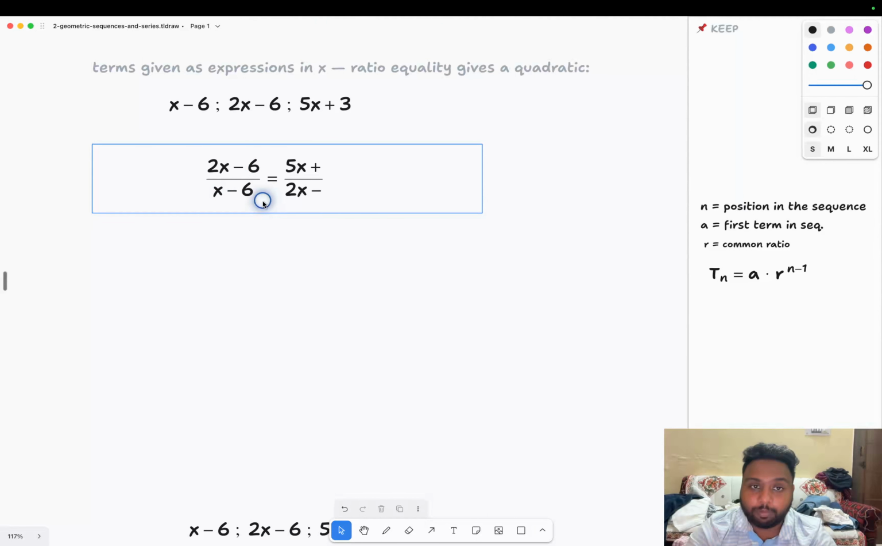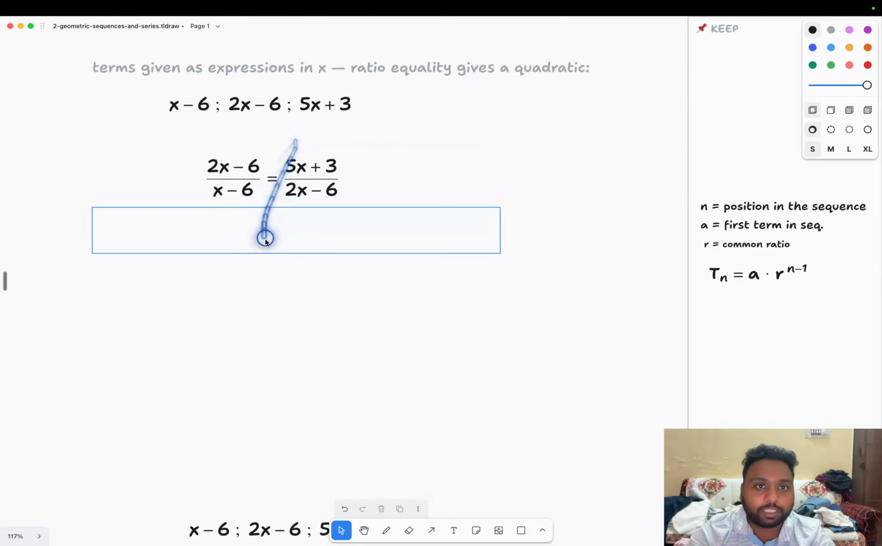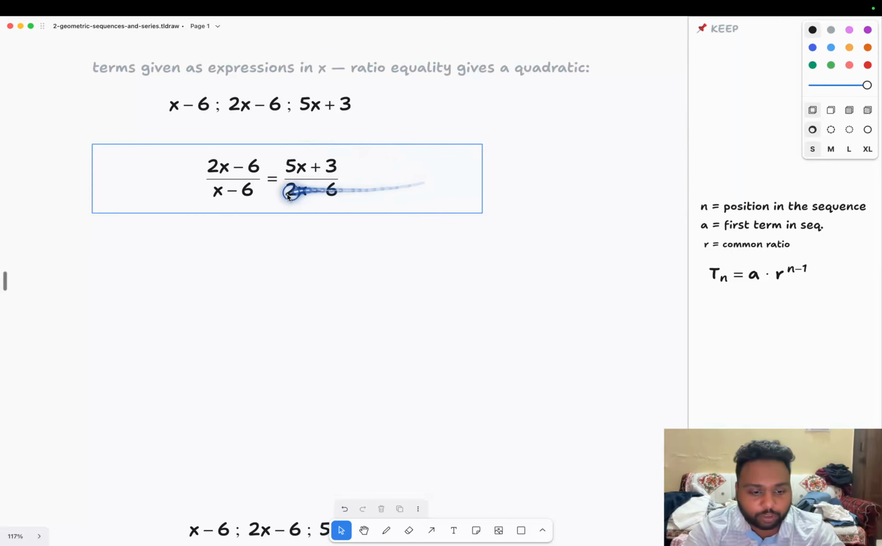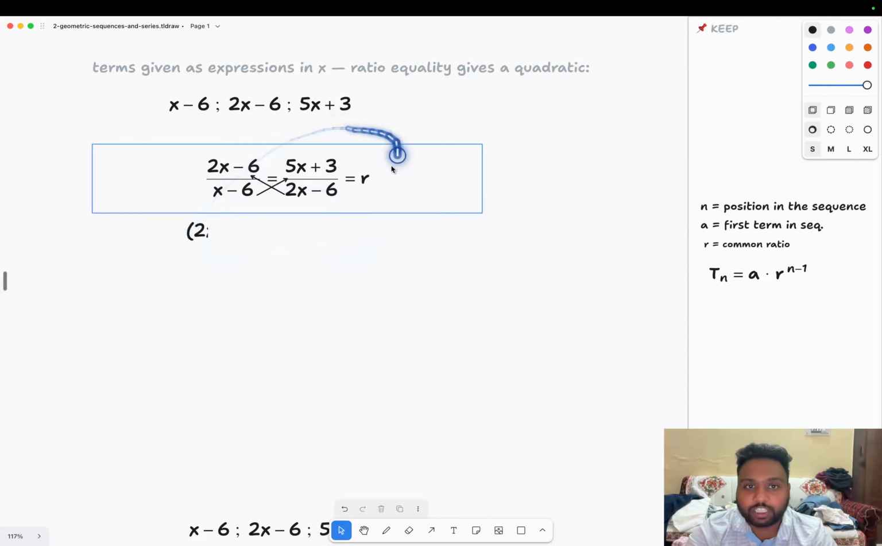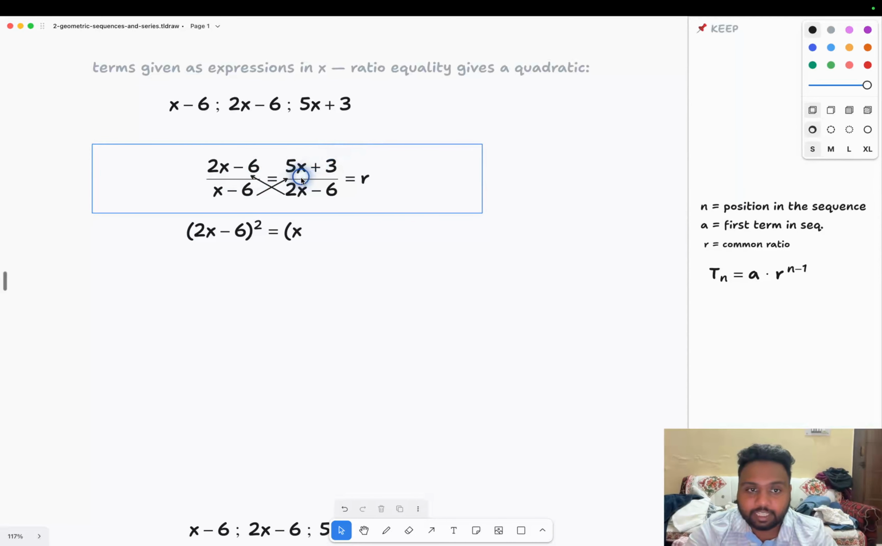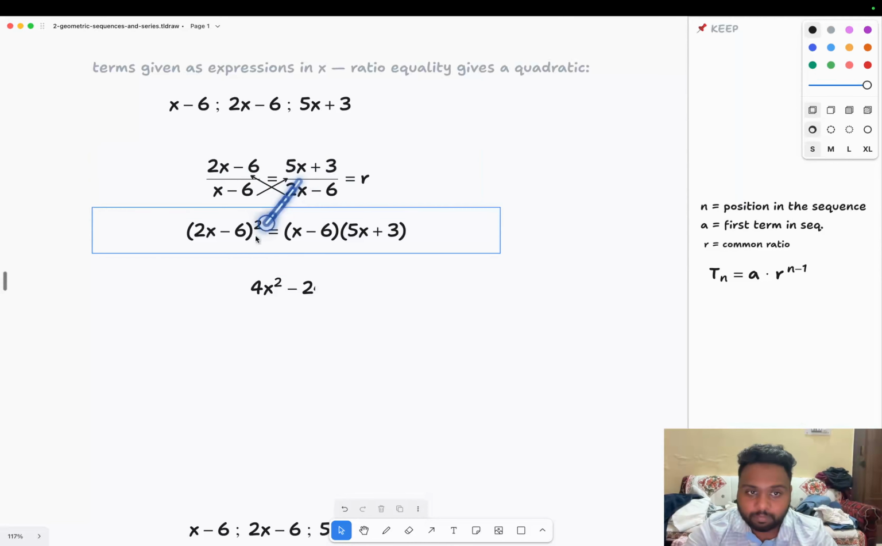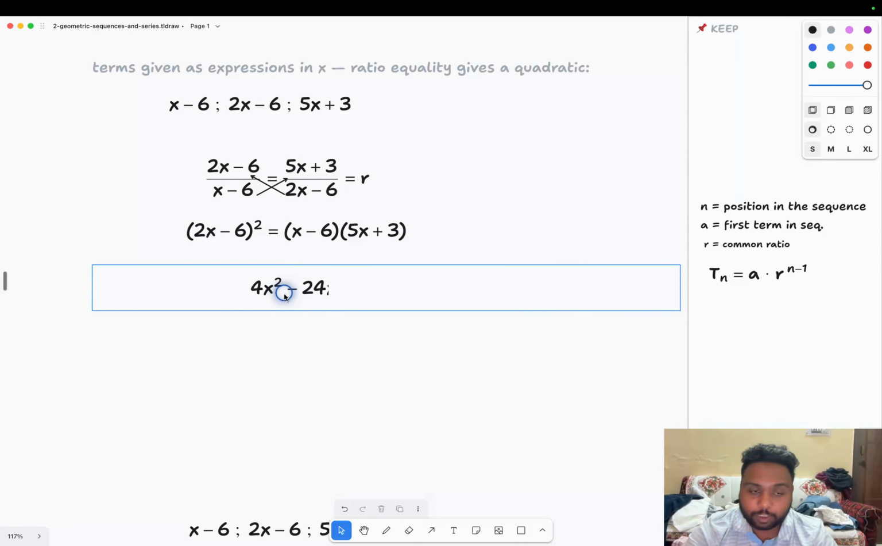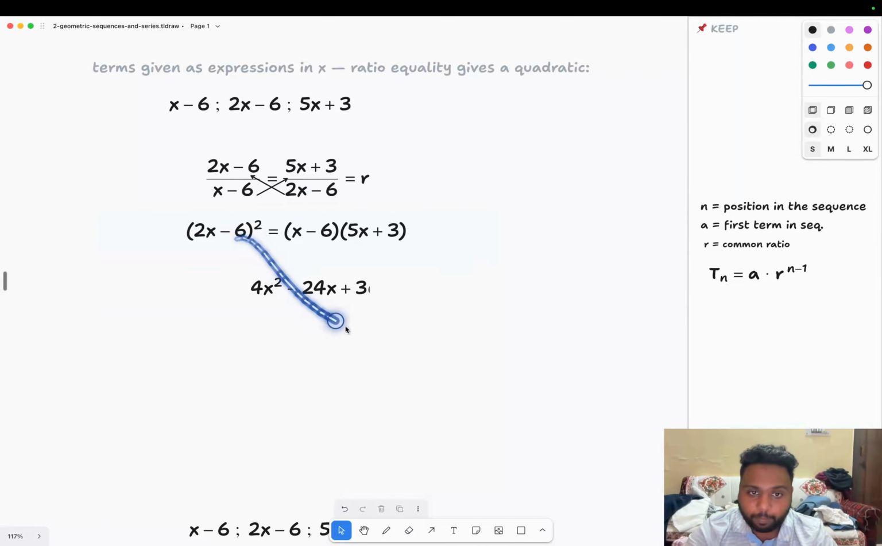2x minus 6 divided by x minus 6 will be equal to 5x plus 3 divided by 2x minus 6. And now if we cross multiply this to this and this to this, both of these are of course equal to r. If we multiply this and this, then we will get this equation. And if we solve it further, if we take the square of this, which is going to be a square plus 2ab plus b square.